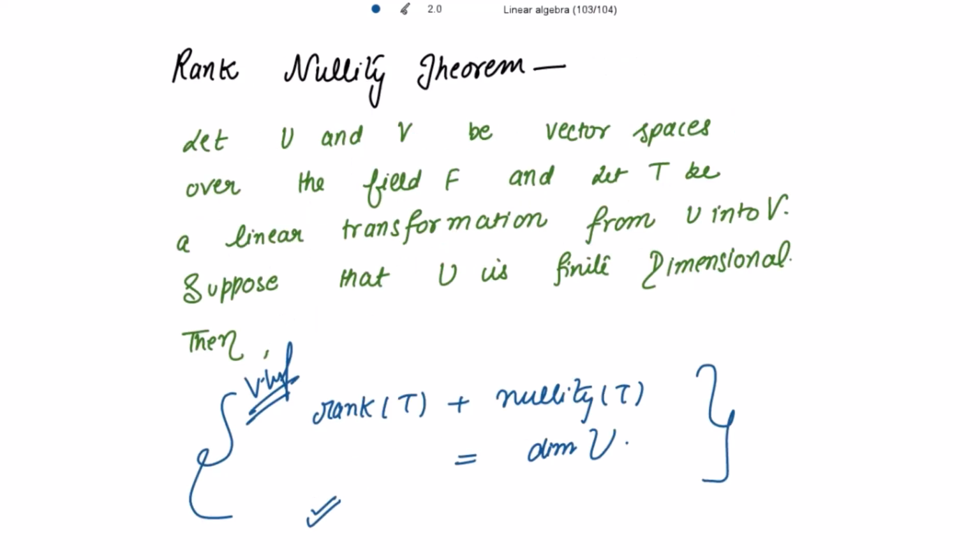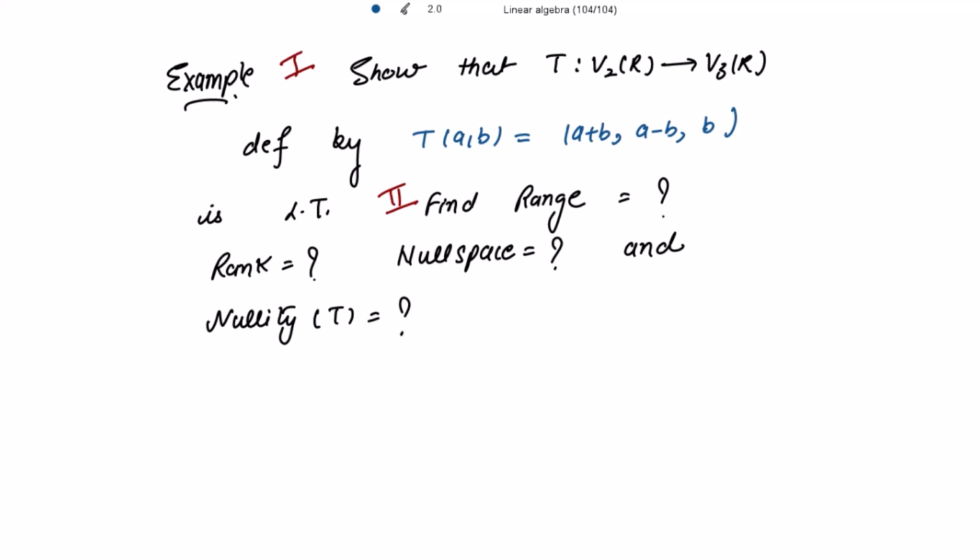Now let's move on to our example. We need to show that this T, which is defined by this, is a linear transformation, and also we need to find the range, rank, null space and nullity.